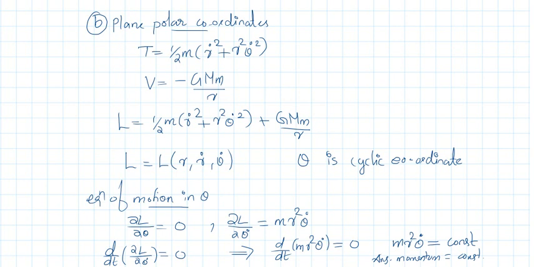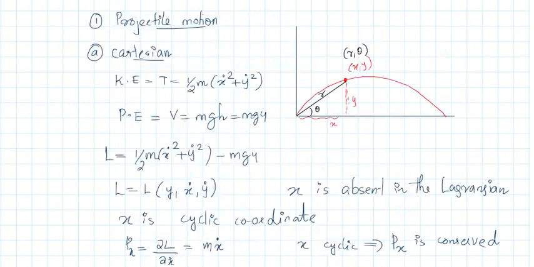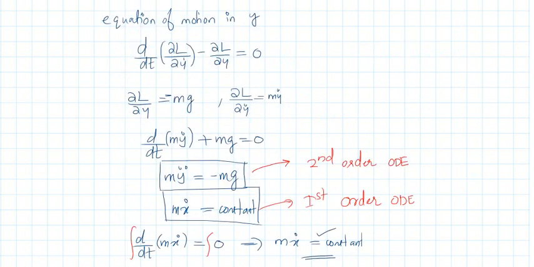We obtained this information very easily because theta is a cyclic coordinate. One of the integrations is very easy since theta is a cyclic coordinate. That is the advantage of cyclic coordinates. In the previous example also, if you consider the Cartesian coordinate, since x is a cyclic coordinate, we obtained an important piece of information, that is, linear momentum along the x direction is a conserved quantity. Here again, one of the integrations is very easy. So a second order differential equation eventually becomes a first order equation.